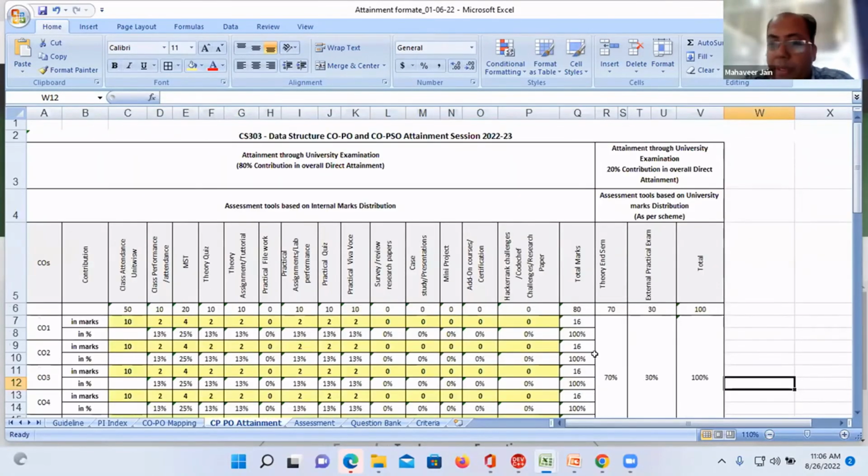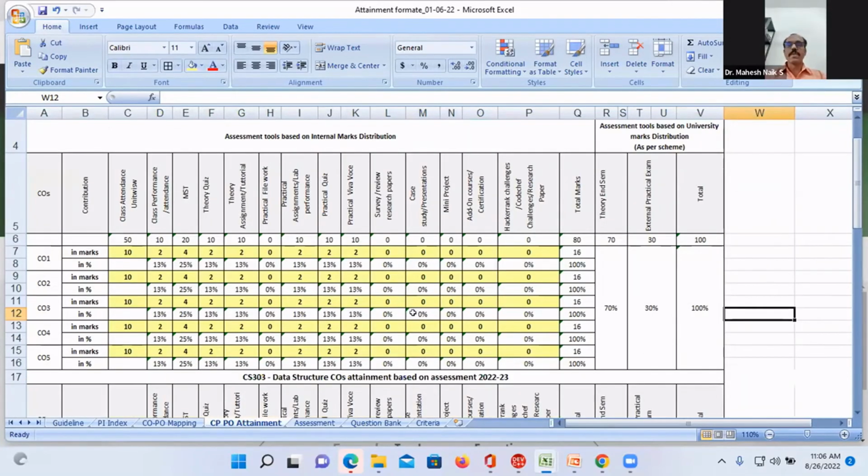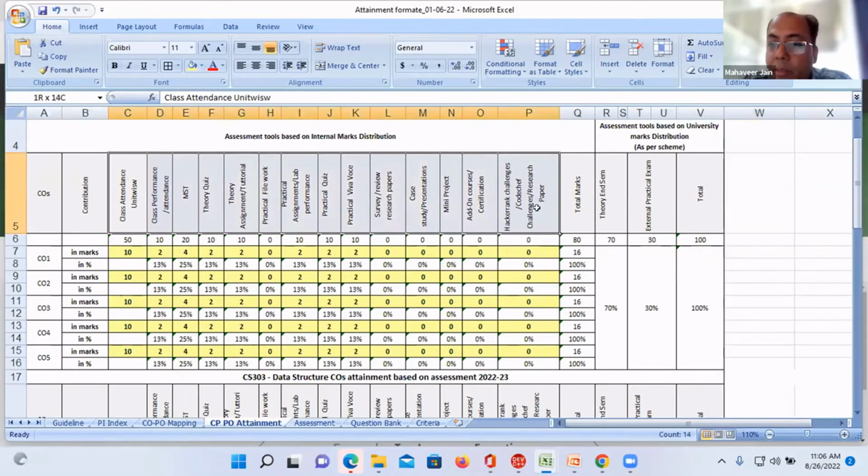So in this sheet, what we need to do is identify the assessment methods. I have written some pre-decided assessment methods here, and I check whether each is eligible for my course or not. If it is eligible, then I will put a number. Survey, review, and research papers are not applicable for my subject, so I did not assign any number. Likewise, the minor mini project is not related to my course, so I did not put any number. Only the methods identified for my course get numbers.